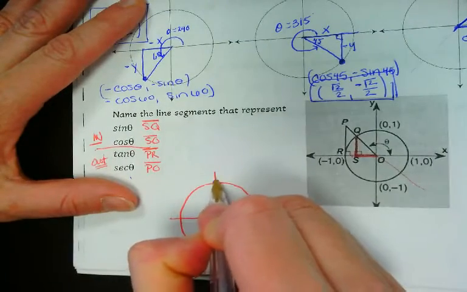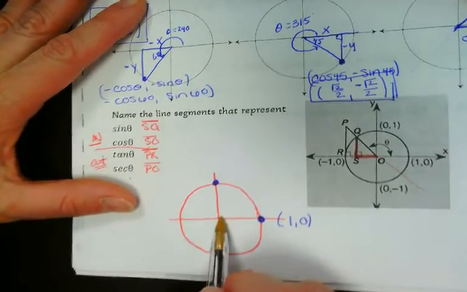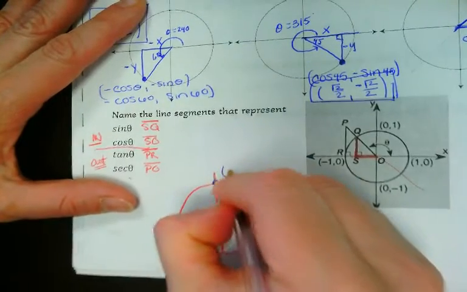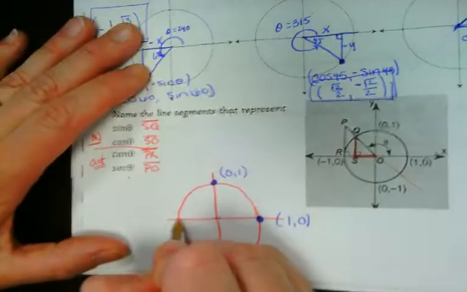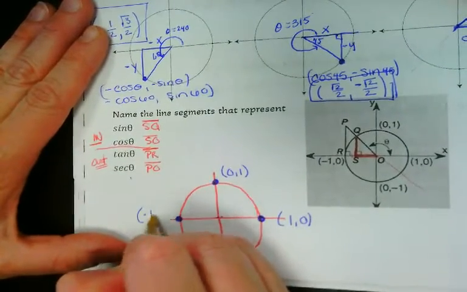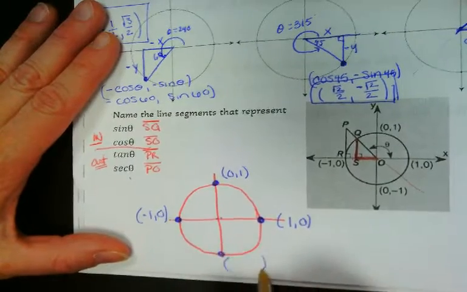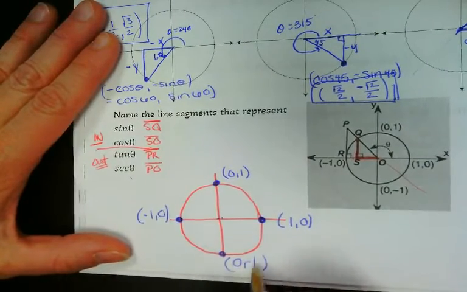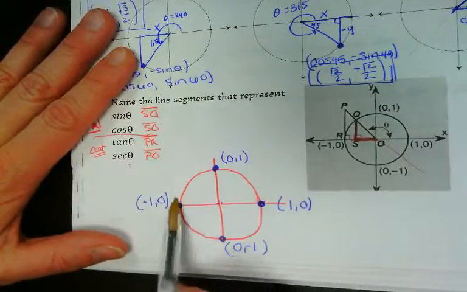What are the coordinates of this point? 0, 1. I went over 0, up 1. What are the coordinates of this point? Negative 1, 0. And the coordinates of this point? 0, negative 1. Okay. Now you know 4 more values.